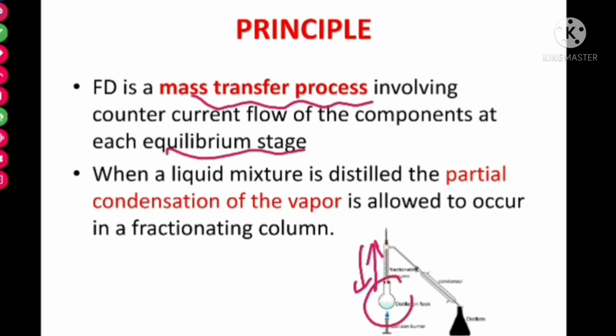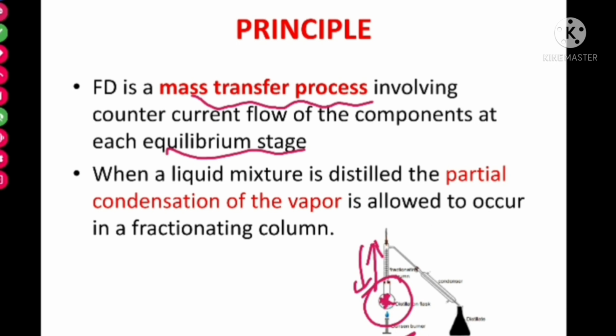This is our distillation flask in which the liquid to be distilled is placed. The sample to be distilled is placed in our distillation flask. So we have a liquid mixture in our distillation flask. Here you can see a Bunsen burner. We are going to apply heat to this liquid mixture, so heat is applied to this liquid mixture.